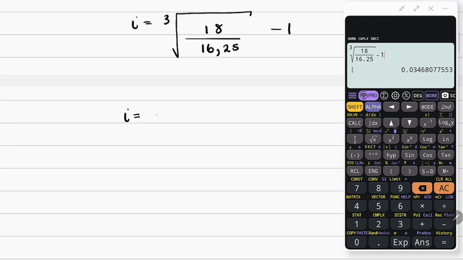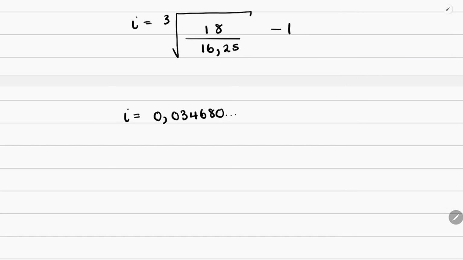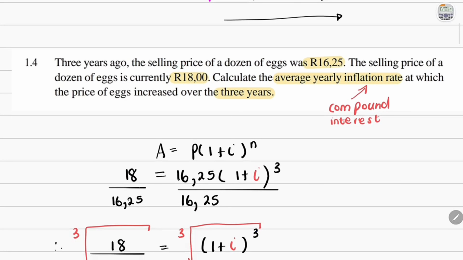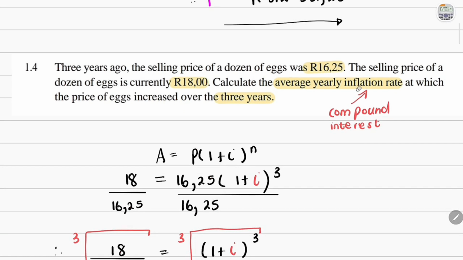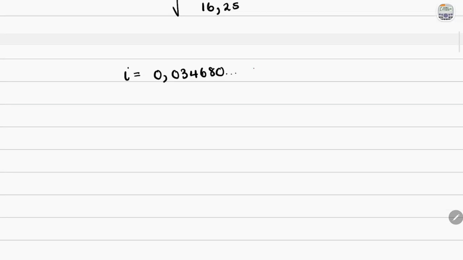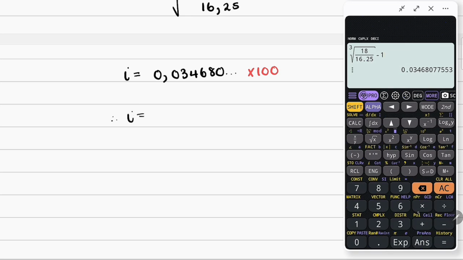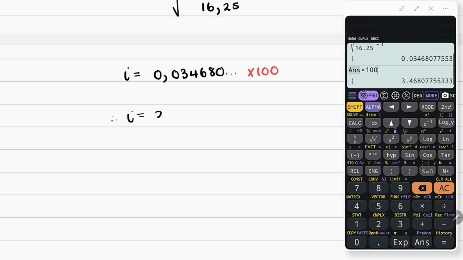Okay, so I is equal to 0.034680, not rounding off yet. And then remember, they do want to know the inflation rate. So express it as a percentage, as a rate. So multiply by 100. And finally, I is equal to, so on your calculator, just say times 100. It will say ounce times 100. And then we have 3.4, and that 8 is going to round the 6 up to a 7.